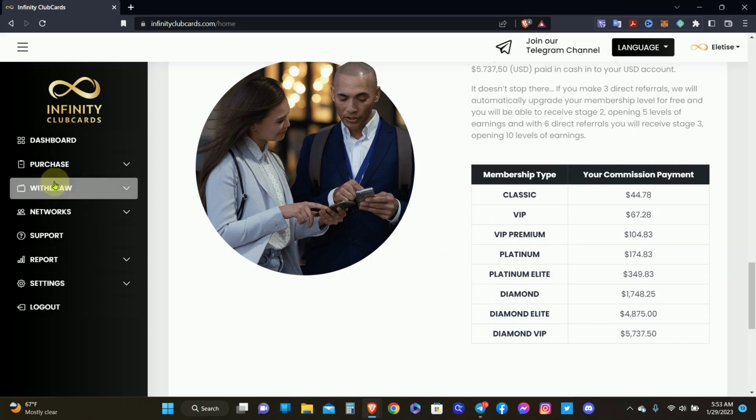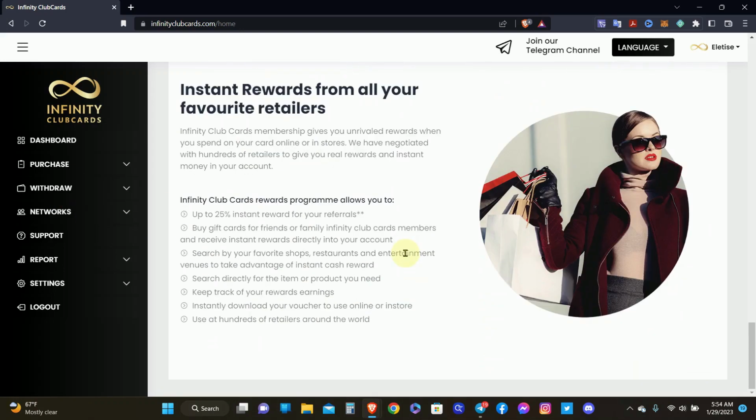All right, so now let me make sure I go over everything. So here we go. The Infinity Club Card Rewards Program allows you up to 25% instant reward for your referrals. Buy gift cards for friends or family and Infinity Club Cards members and receive instant rewards directly into your account. Search your favorite shops, restaurants and entertainment venues to take advantage of instant cash rewards. Search directly for the item or product you need, keep track of your rewards earnings, and instantly download your voucher to use online or in-store, at hundreds of retailers around the world.